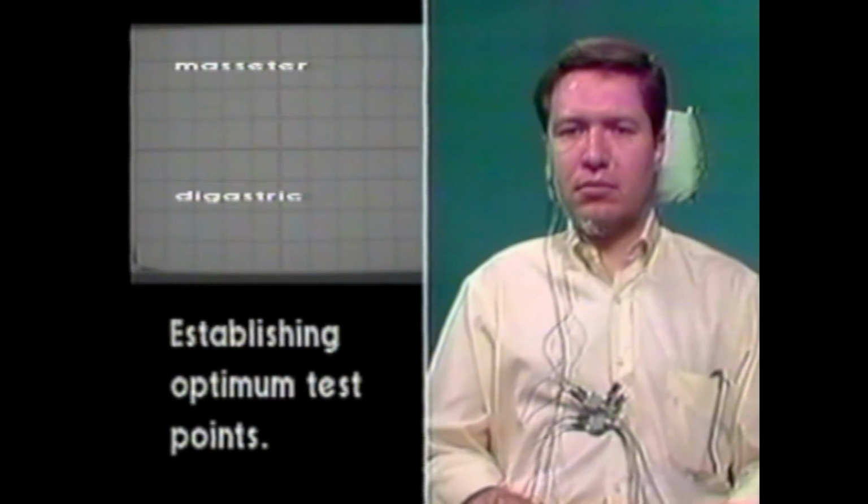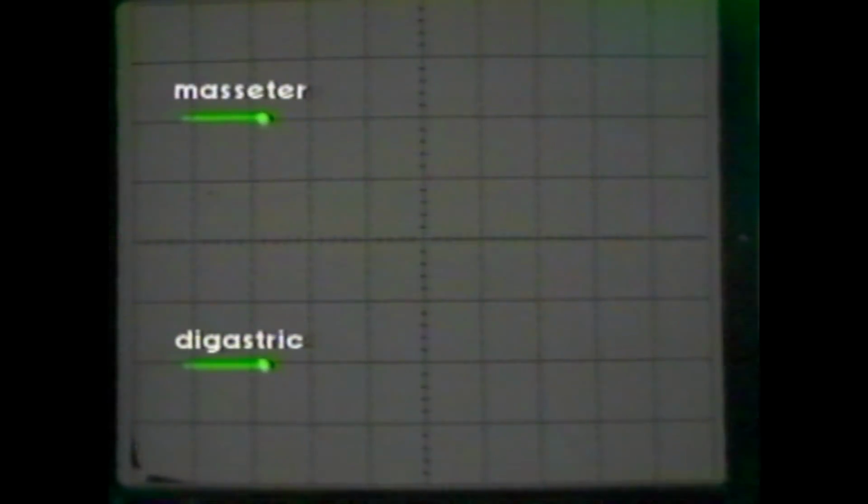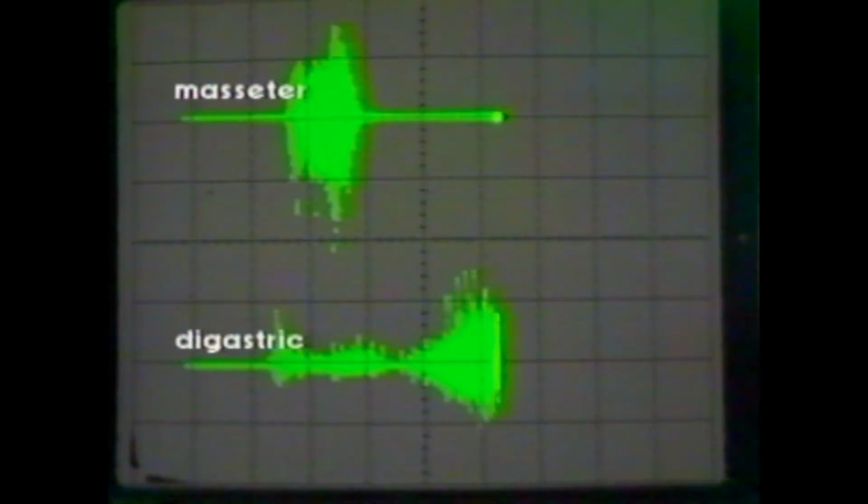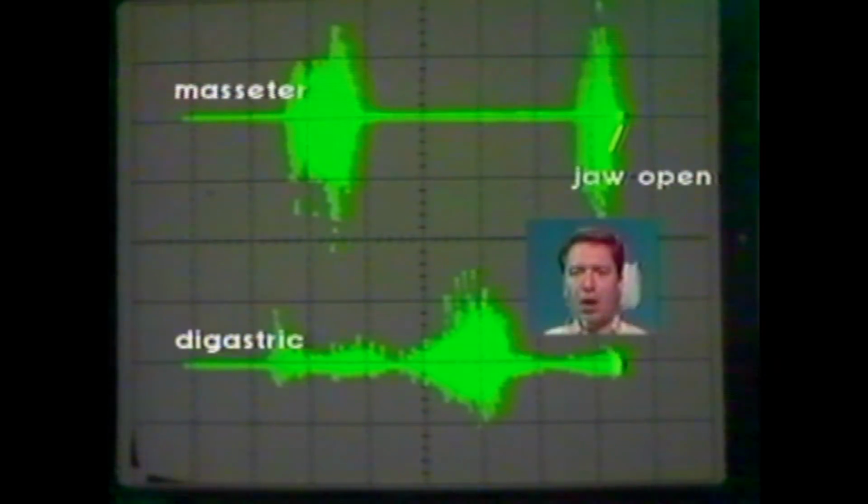With the subject's mandible in a relaxed position, there is almost no discernible electrical activity on the oscilloscope because few motor units are recruited. As the mandible and the teeth are brought into occlusion, motor units are recruited and EMG activity increases. Then, as the subject's jaw is slowly opened, EMG activity diminishes.